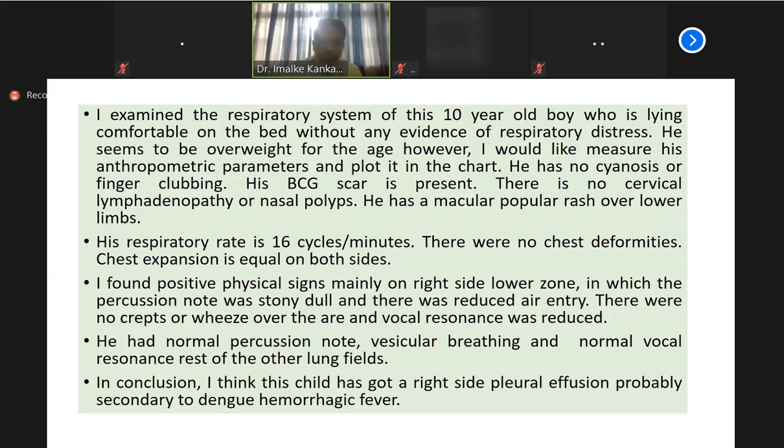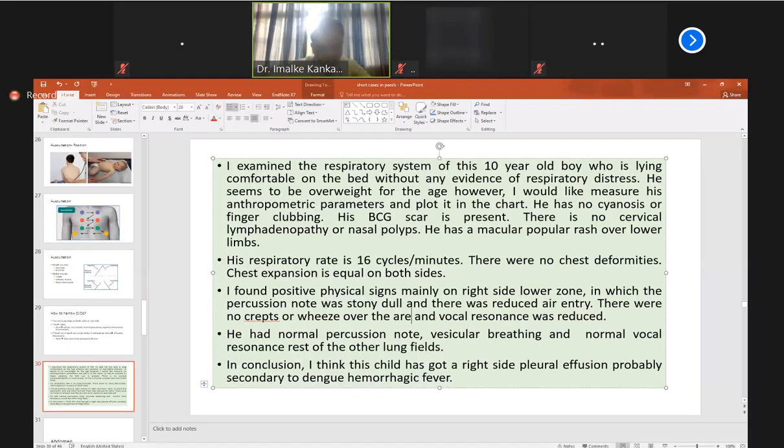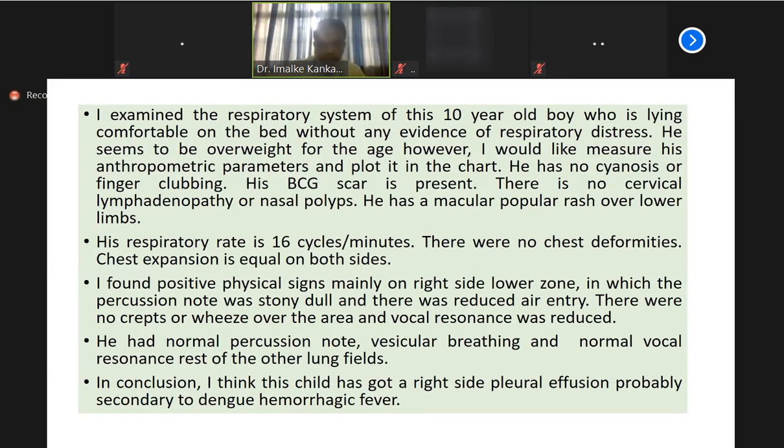I found positive physical signs. This is how I present. I found positive physical signs mainly on the right side lower zone, in which the percussion note was stony dull and there was reduced air entry. There were no creps or wheeze over the area, and vocal resonance was reduced. He had normal percussion note, vesicular breathing, and normal vocal resonance in all the other lung fields.